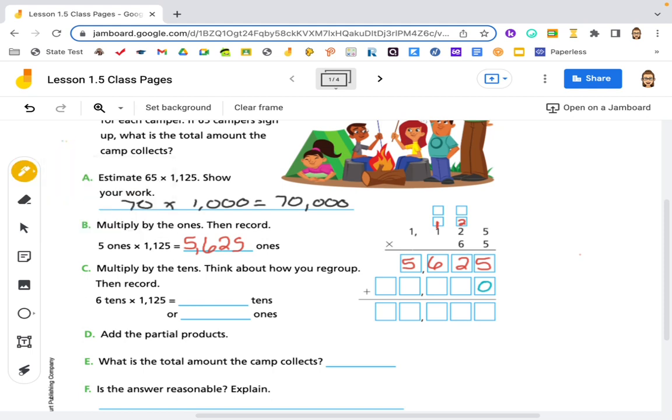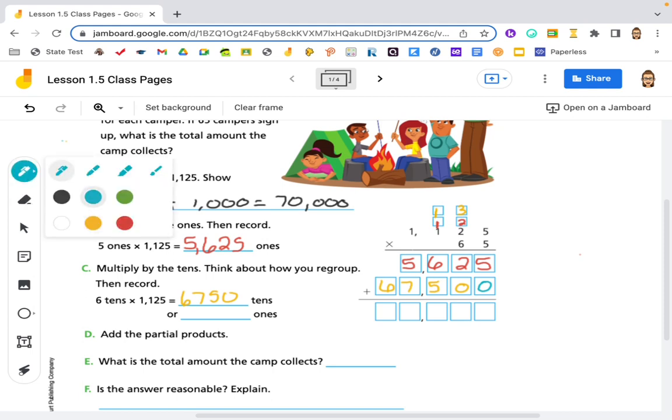6 times 5 is 30. 6 times 2 is 12, plus 3 is 15. 6 times 1 is 6, plus 1 is 7. And then the 6 times 1 is 6. So we get 6,750 tens. But with that 0 on there, we have 67,500 ones. So now we add them together.